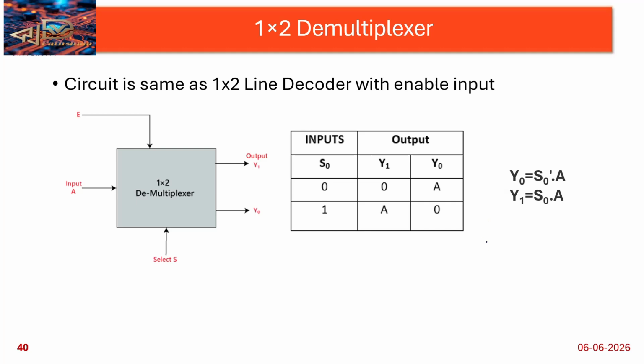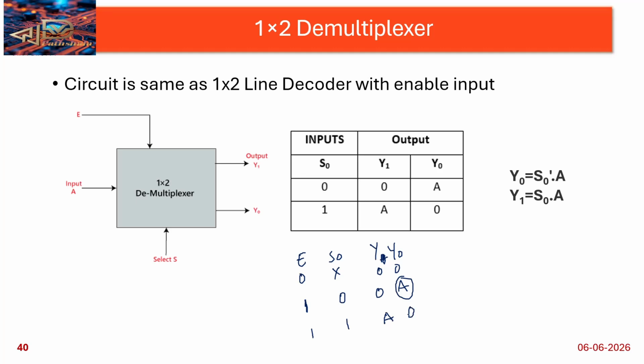We have an enable pin also. If enable is 0, whether the select line is 0 or 1, I don't care about that; my outputs Y0 and Y1 are both zeros. Suppose the enable pin is 1 and the select line is 0: whatever input I am giving, that input appears at the Y0 side, because 0 means Y0 is selected. If enable is 1 and the select line is 1, my output appears at the Y1 side and Y0 is 0.